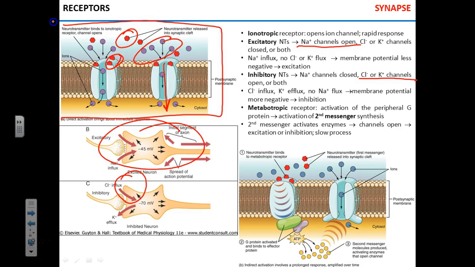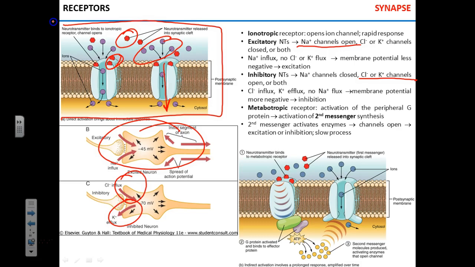Another option is to open potassium channels. Potassium concentration inside of the cell is higher than outside. So potassium will start to diffuse out. If cell starts to lose positively charged potassium ions, what's going to happen to the cell charge? More negative again. Cell becomes hyperpolarized. You get immediate inhibition. Does that make sense?